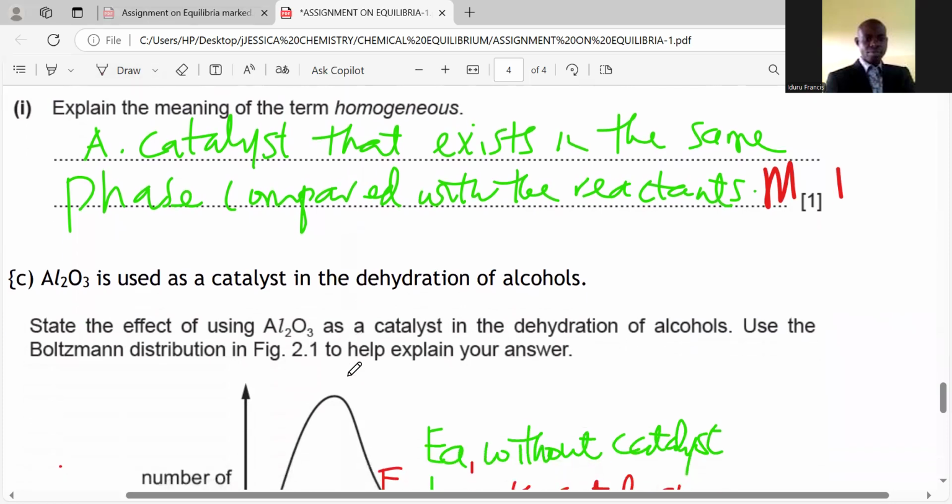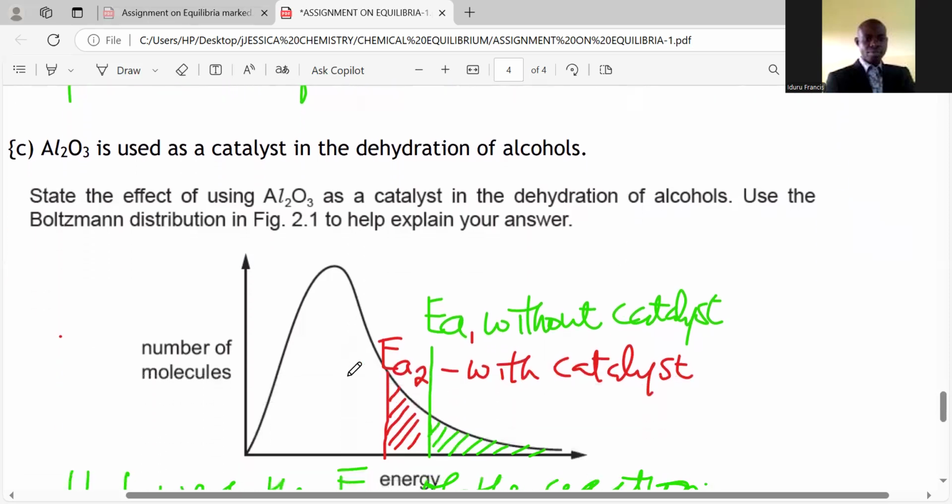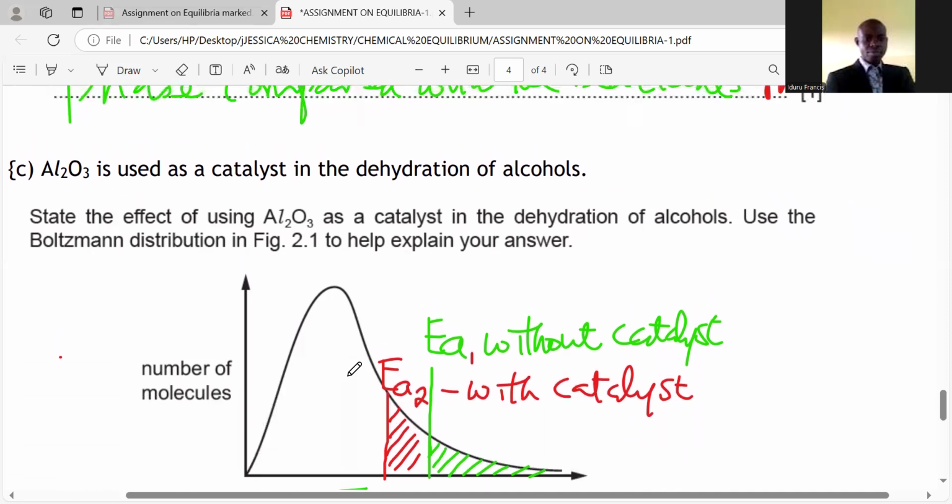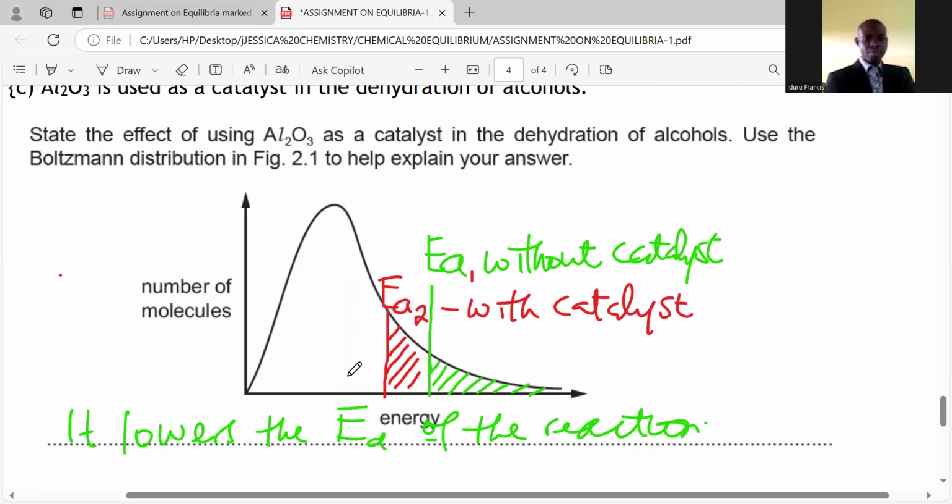Al2O3 is used as a catalyst in the dehydration of alcohol. When alcohols are dehydrated, you can use different catalysts. You can use concentrated phosphoric acid or concentrated sulfuric acid. You can also use Al2O3. So we have different catalysts. Here we have a solid form of the catalyst, which is Al2O3. State the effect of using Al2O3 as a catalyst in the dehydration of alcohol. Use the Boltzmann distribution in figure 2.1 to help explain your answer.